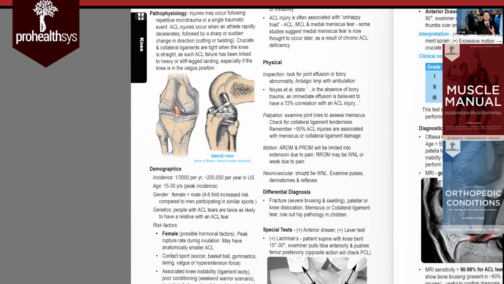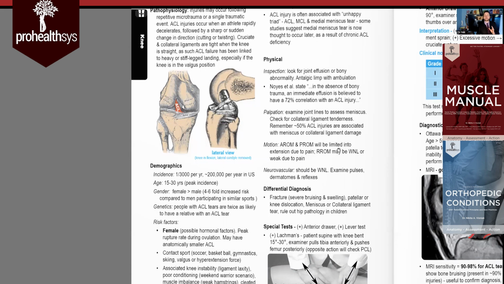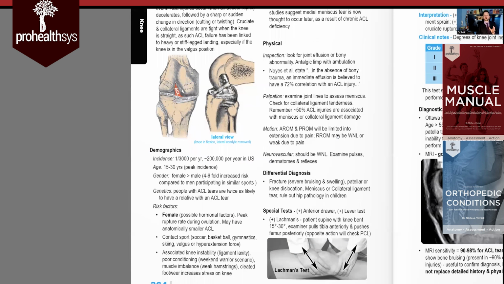Active range of motion, passive range of motion will be limited in extension due to pain or swelling. You might have a boggy end feel in there potentially. And resisted range of motion might be within normal limits or may be limited a little bit due to pain. That can vary a little bit. Neurovascular should be within normal limits. However, if you have changes in the nerve structure, that can indicate other injuries. So it's still worthwhile doing a super quick neuro and pulse check if you want to make sure you're covering all your bases.